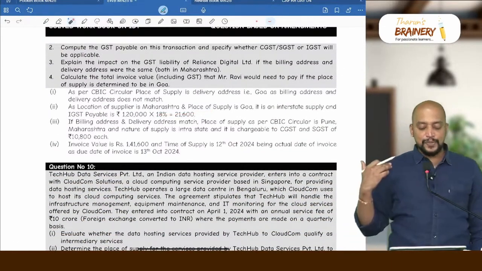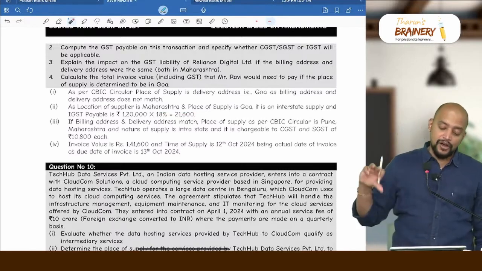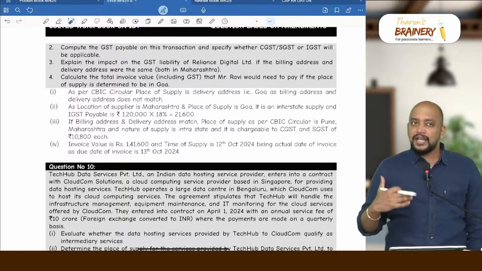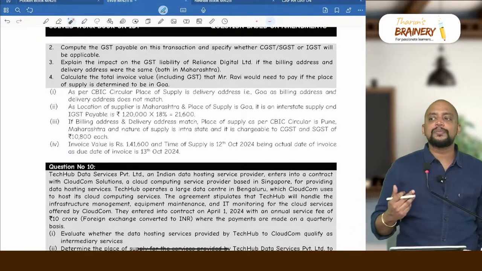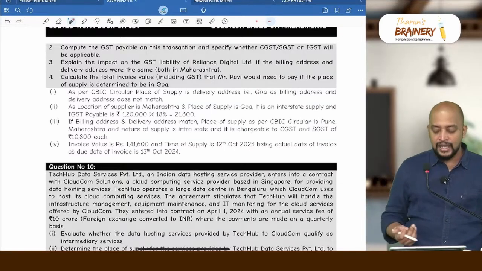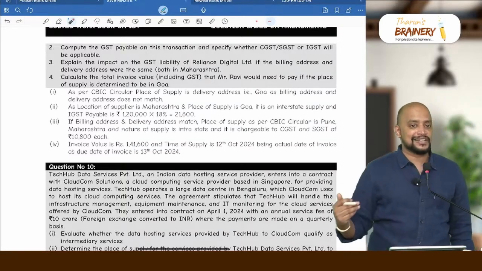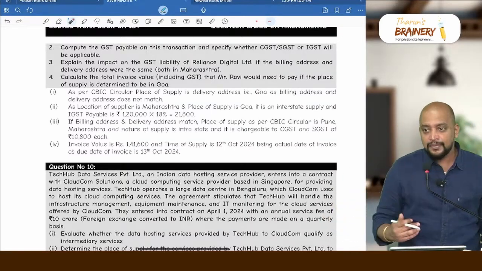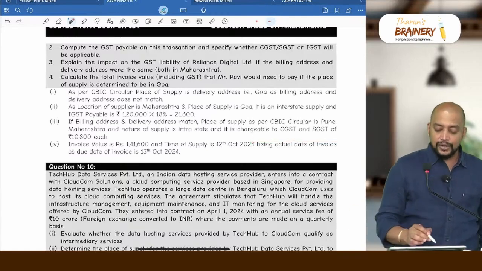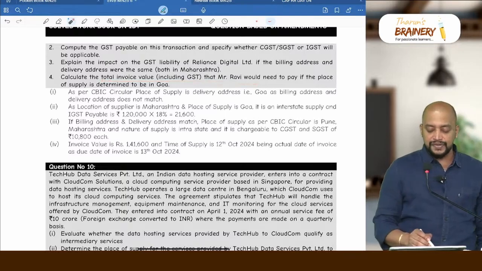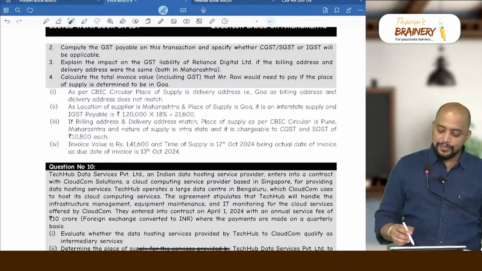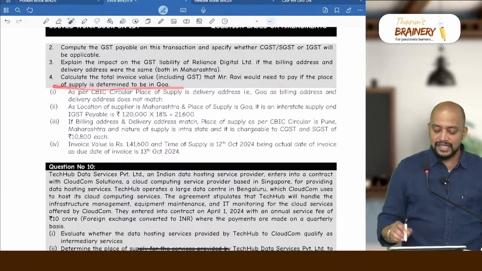Next, third, explain the impact on GST liability of Reliance Digital if the billing address and delivery address were the same. If the billing address and delivery address are the same, there won't be any confusion. So, we will take the billing address only, that is in Maharashtra, and consequently it will become intrastate supply because Reliance Digital is also in Maharashtra, and the liability will be CGST and SGST. Calculate the total invoice value. Total invoice value is 1,20,000 plus 21,600, 1,41,600, that Mr. Ravi would need to pay if the place of supply is determined.